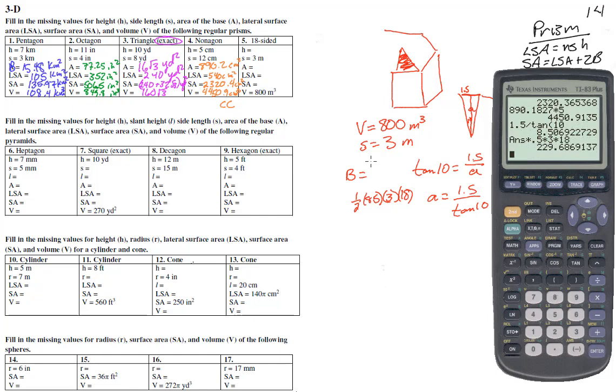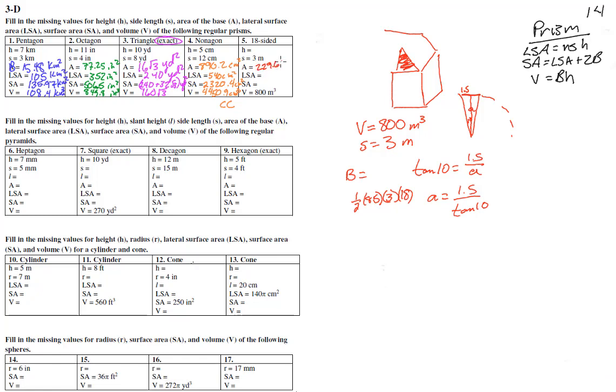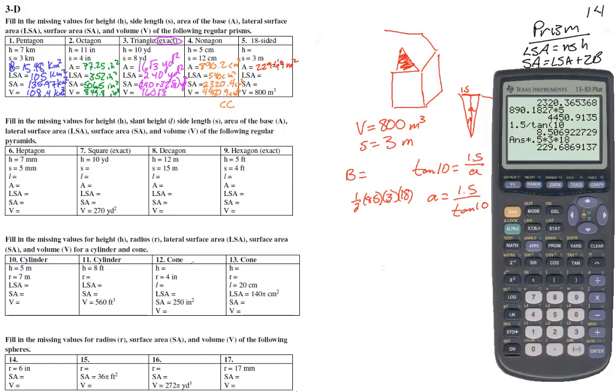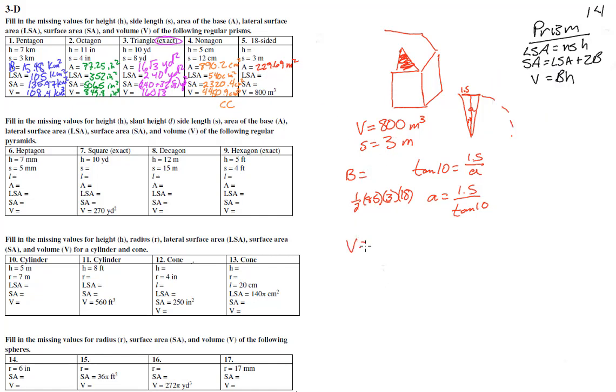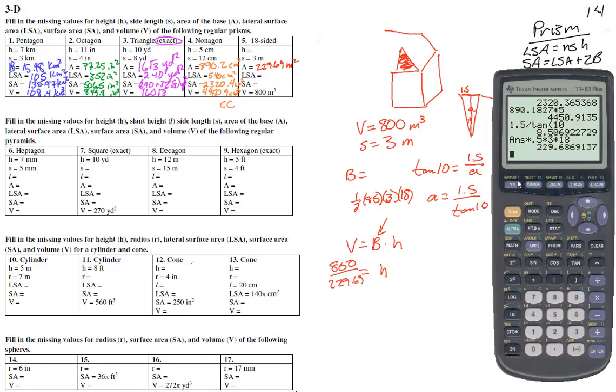So the base, the area, is 229.69, and that's going to be meters squared. Okay? What can we do from that now? Oh, since the volume equals base times the height, and we know the area of the base, we can divide that and get the height. So it's going to be 800 over that 229.69.